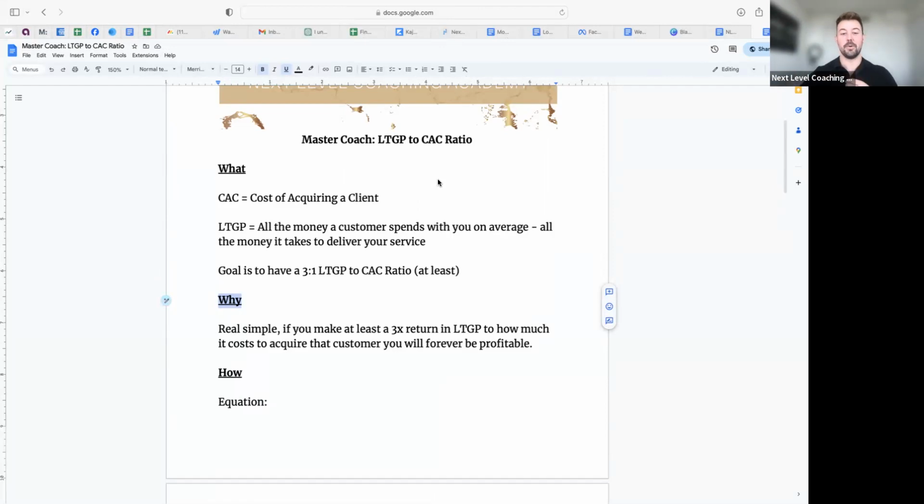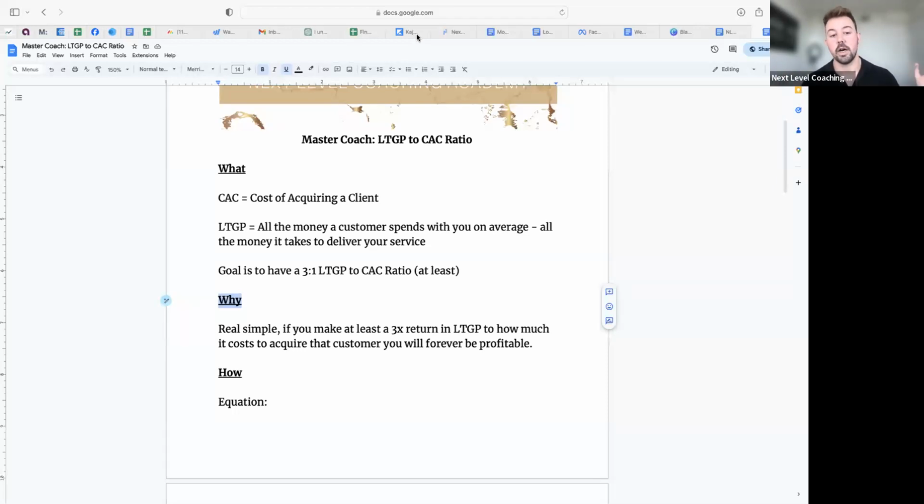So what we're talking about today is lifetime gross profit to cost of acquisition ratio. If you are somebody who is concerned about your business profitability, this is something that you guys should pay attention to. So let's define those terms. What is LTGP and what is CAC? LTGP is lifetime gross profit. How you find that is all of the money a customer spends with you on average, subtracted by all the money it takes to deliver your service. And we're going to go through that equation a little bit deeper here in a second.